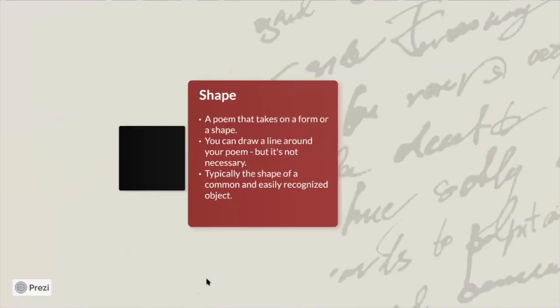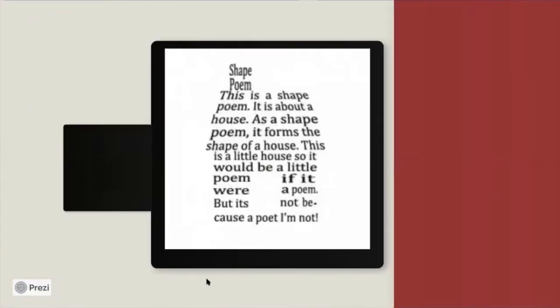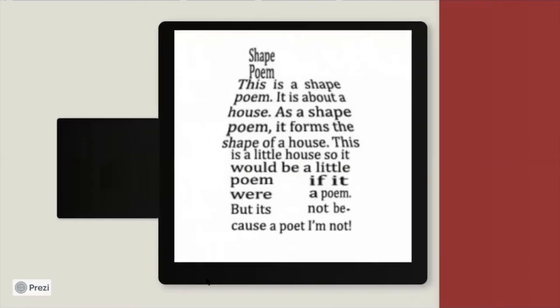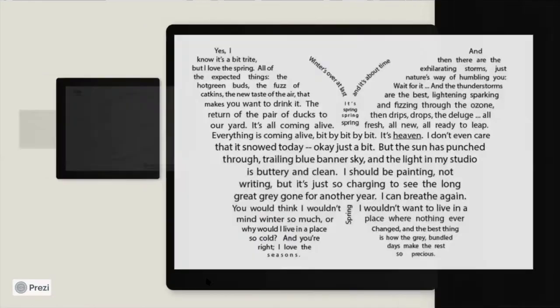Shape poem is basically what it sounds like. It's a poem that takes on the form of a shape. You can draw a line around your shape poem, but it's not necessary. Typically, the shape is a common or easily recognized object, like this one, which is a poem about a house in the shape of a house. This one is a butterfly. It has a lot more words, but it still creates a shape.